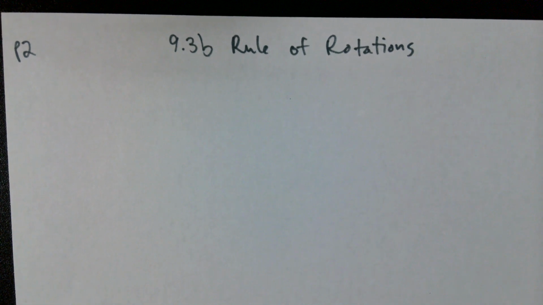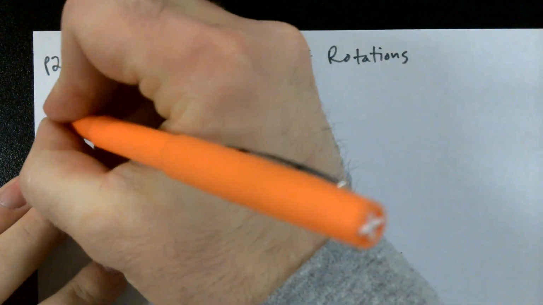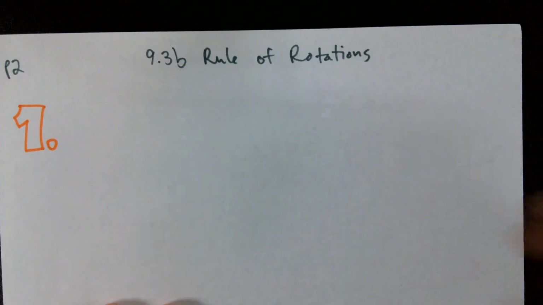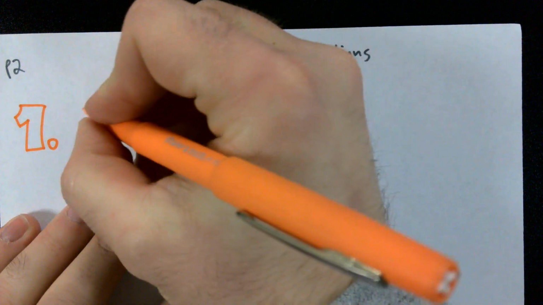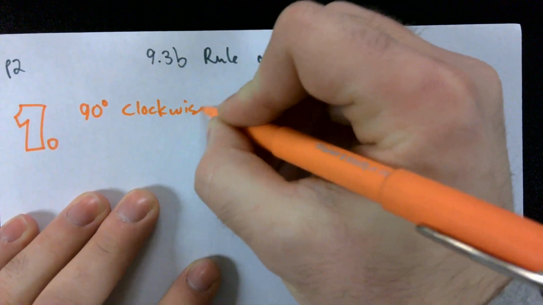So with the rule of rotations, because we have 3 different types of rotations, we're of course going to have 3 different types of rules, or 3 different rules to choose from. Here's the first rule. Okay, number 1 is for a 90-degree clockwise rotation.